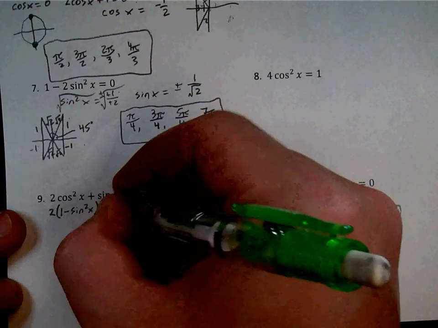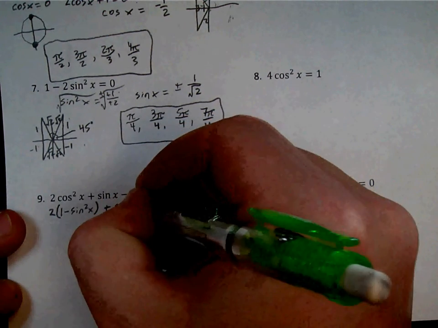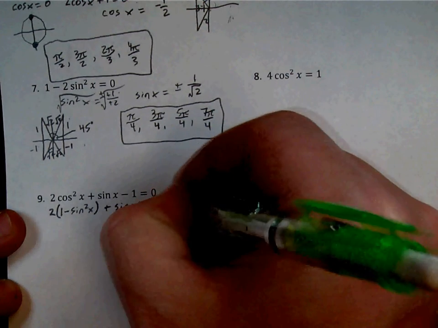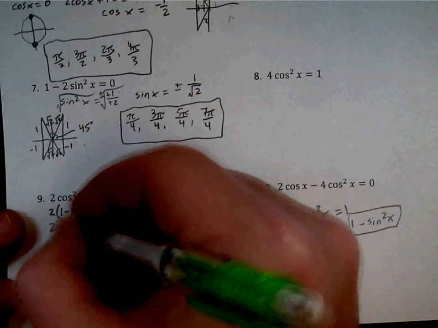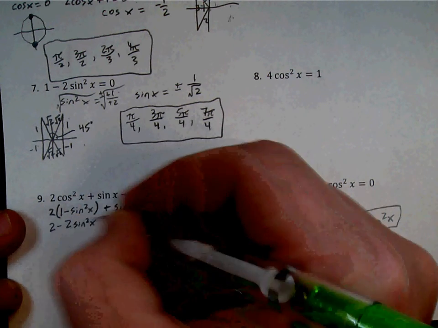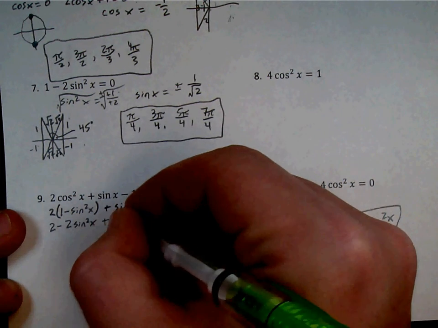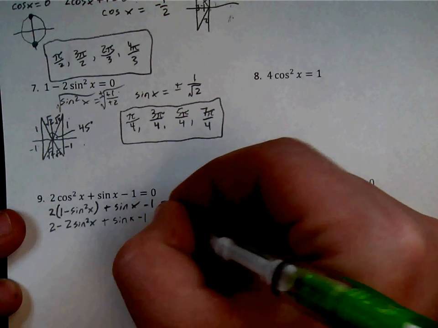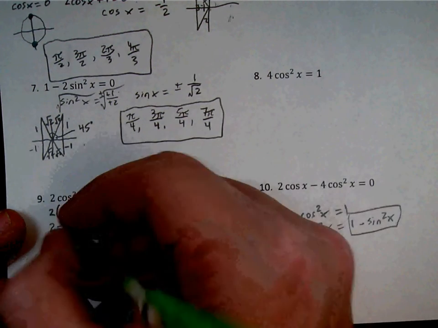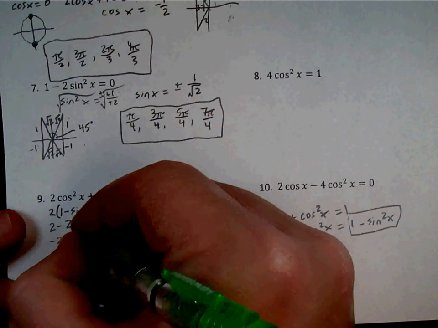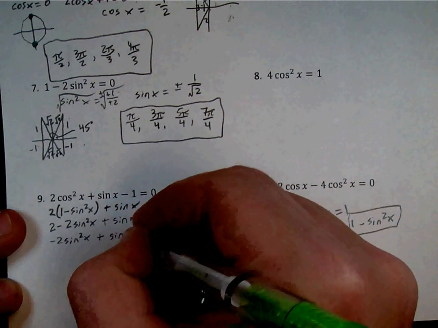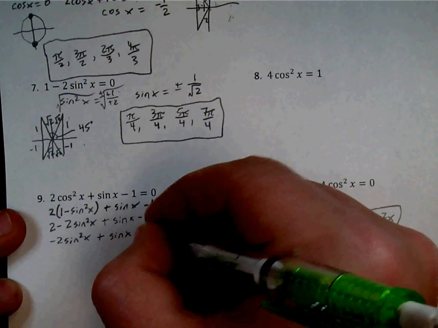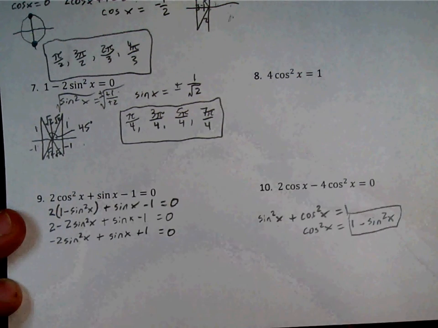Okay, so I substitute that in, then continue the equation, plus sine of x minus 1 equals 0. I've got to distribute the 2. So 2 minus 2 sine squared of x plus sine of x minus 1 equals 0. Combine like terms. The 2 and the negative 1 can combine. So we have negative 2 sine squared of x plus sine of x, and then 2 and negative 1 make a positive 1. So plus 1 equals 0.